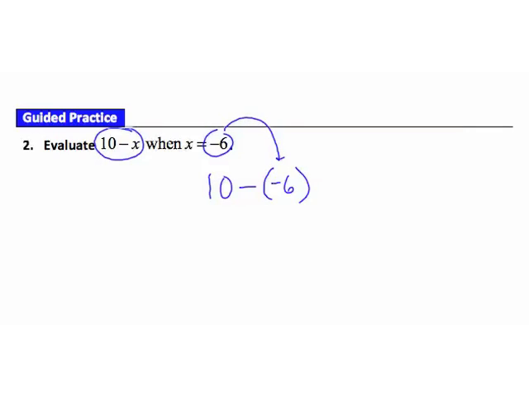Now notice the parentheses again really help us distinguish the signs here, because what I have now is 10 minus a negative 6, and we're going to change this to an addition problem. So we change the subtraction to addition. This was a negative 6, so now we change it to its opposite, so it becomes a positive 6. And so to evaluate this, I'm going to add 10 plus a positive 6 to give me 16.